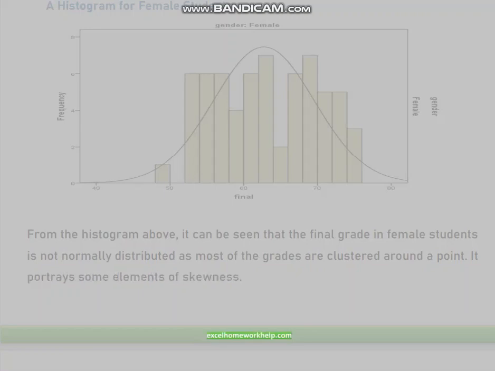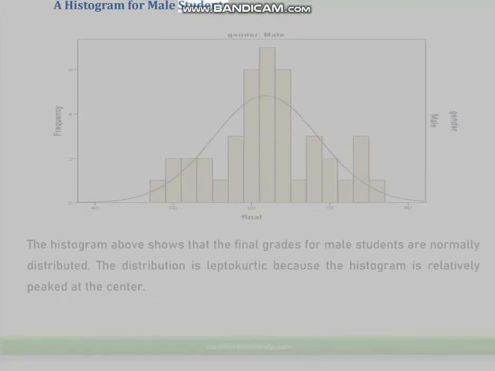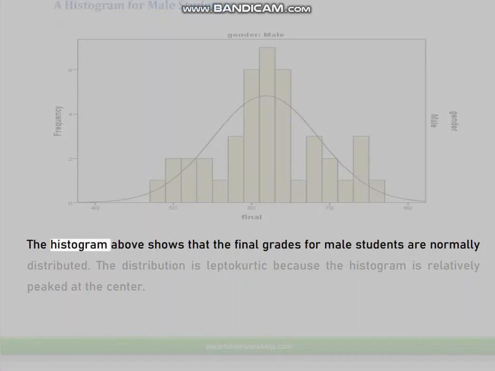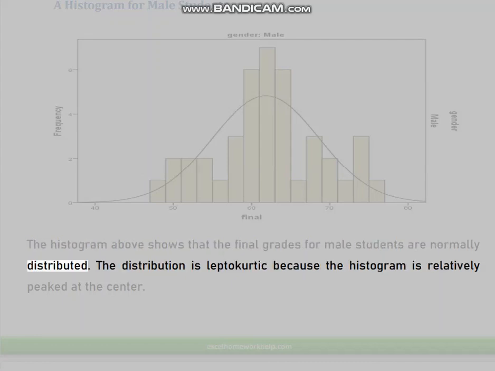A histogram for male students. The histogram above shows that the final grades for male students are normally distributed. The distribution is leptokurtic because the histogram is relatively peaked at the center.